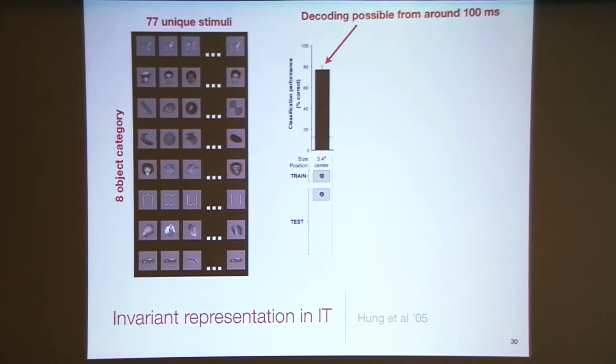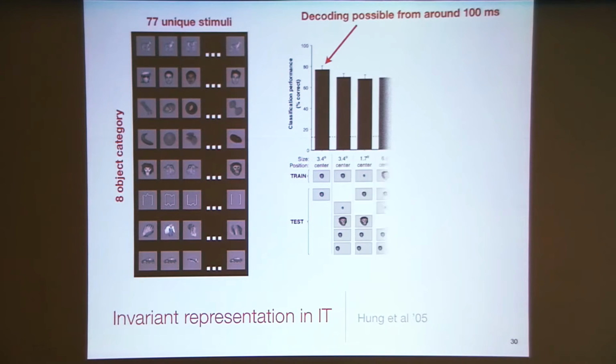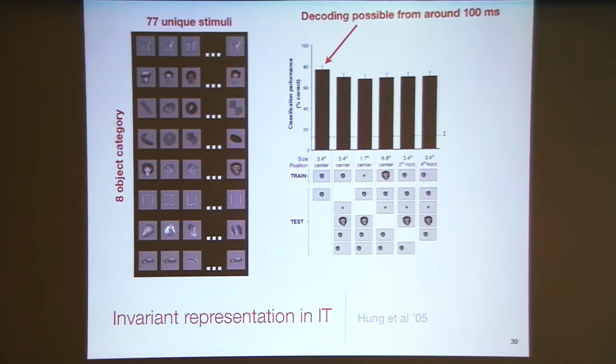Okay. Now, more interestingly, what they showed is that it's possible for this linear decoder to be trained when objects are presented at one location and scale. Okay. And from training at that one location and scale, the classifier was tested at different position and scale. Okay. And what you see here is that although there is a small decrease in the decoding performance, the classifier is still able to predict the category of the objects irrespective of these changes in position and scale.